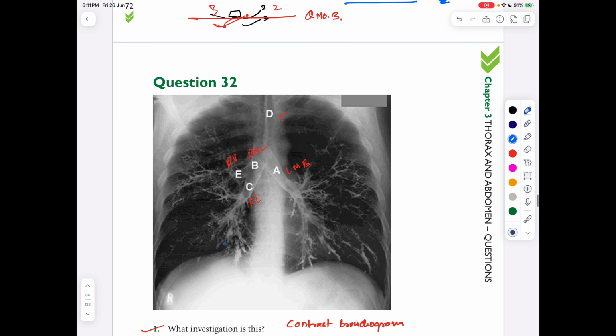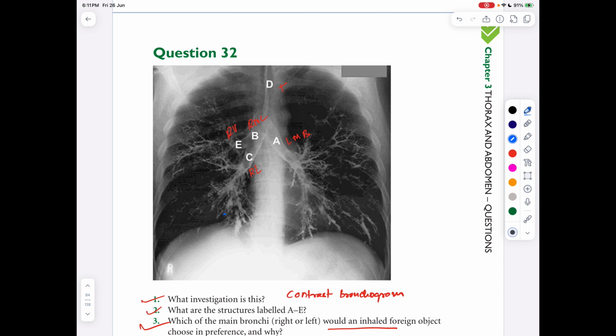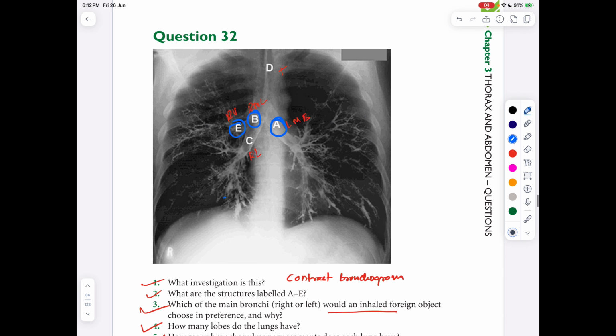This one is another station. What is this? This is a contrast bronchogram. You see this one is the trachea, this is the right bronchus, left bronchus. The left bronchus is a little bit more horizontal. A is the left main bronchus, B is the right main bronchus, E is the right upper, and C is the right intermediate bronchus. Which is the main bronchus that a foreign body is inhaled into? The right bronchus.